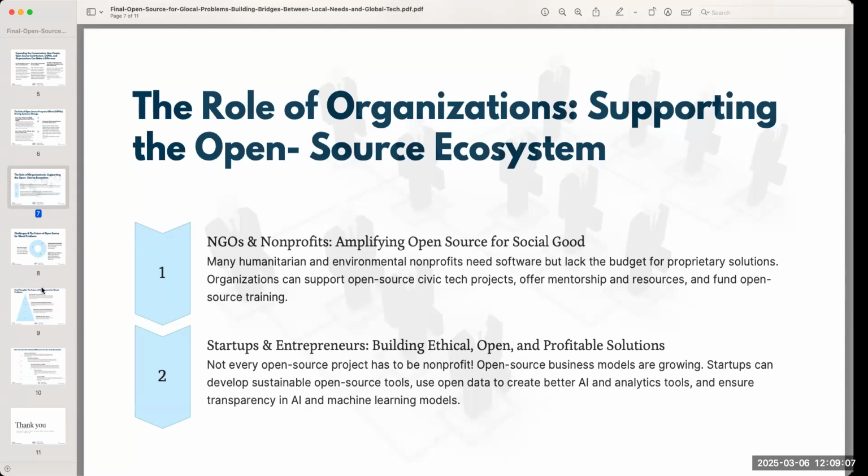An example is the Humanitarian OpenStreetMap Team, which works with NGOs to map disaster-prone areas before crisis hits. And that was an example that I gave earlier on the climate.